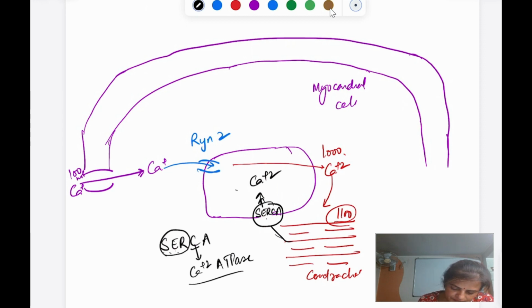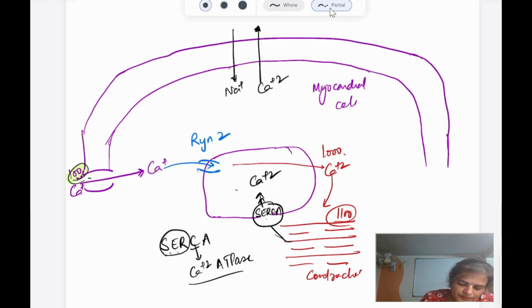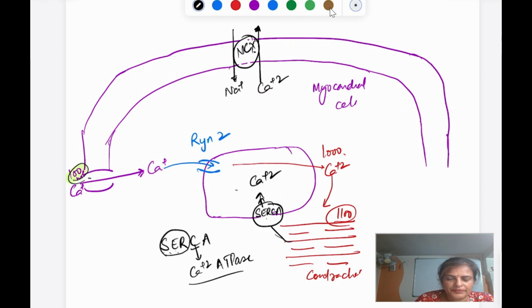Now the remaining 100 molecules which entered from here, where will they go? They will be removed by the cell with the help of the sodium calcium exchanger. Sodium will move inside and calcium will move out. This calcium went out and this sodium came in with the help of the sodium calcium exchanger. Sodium is N, calcium is C, exchanger is X. Now sodium moves inside and calcium moves outside.